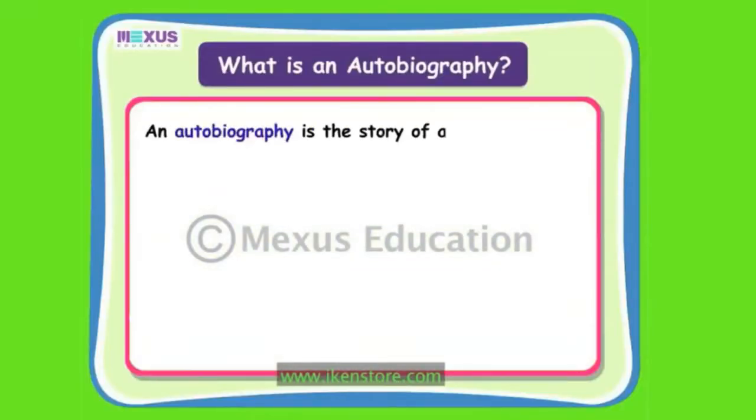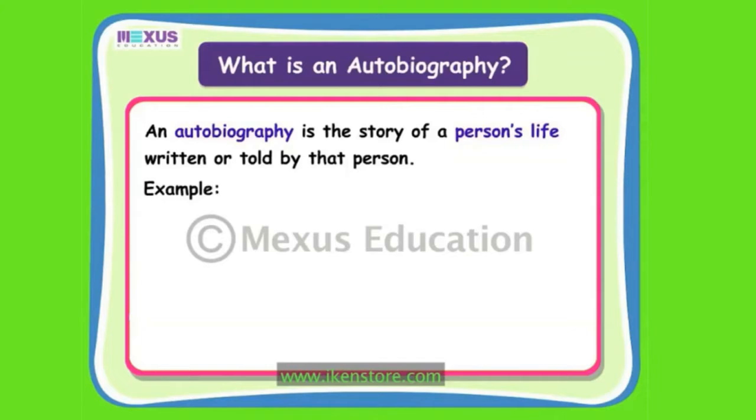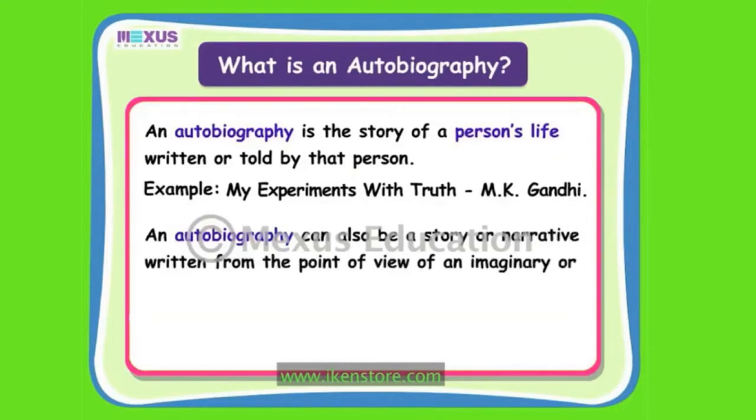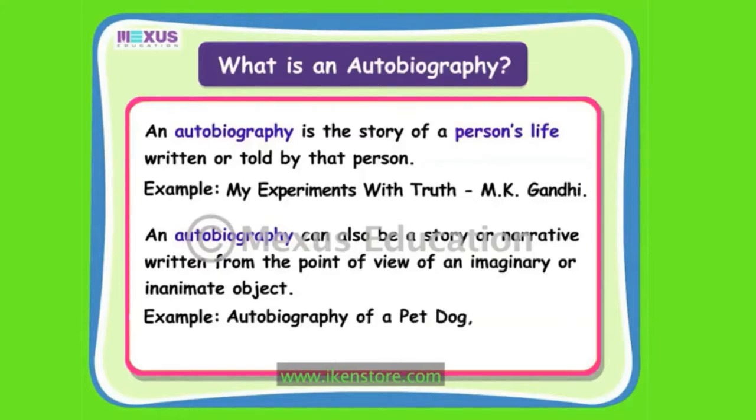An autobiography is the story of a person's life written or told by that person. An example is My Experiments with Truth, written by M.K. Gandhi. An autobiography can also be a story or narrative written from the point of view of an imaginary or inanimate object. For example, autobiography of a pet dog, or table, or chair, or coin.